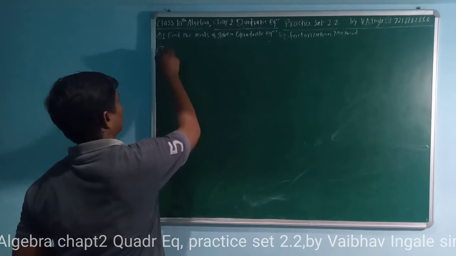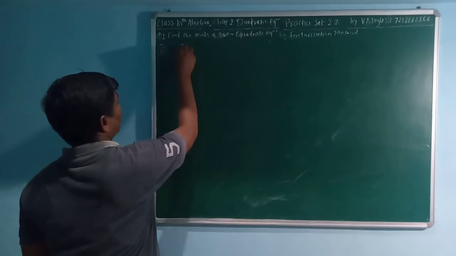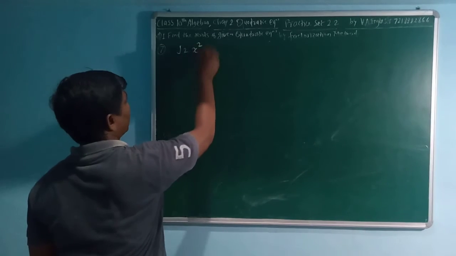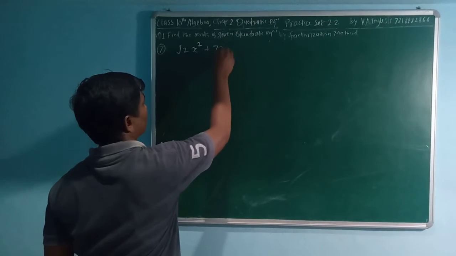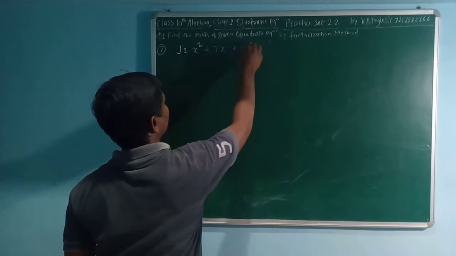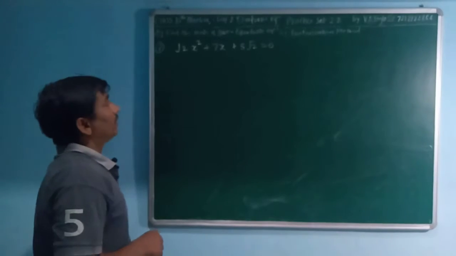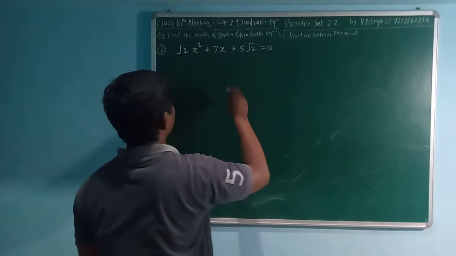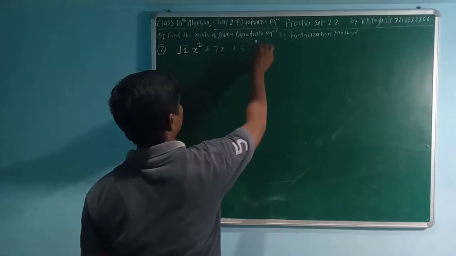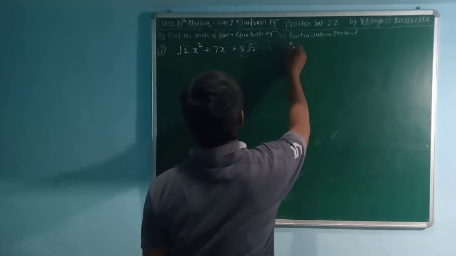Example number 12. Okay, so the seventh example is root 2 x square plus 7x plus 5 into root 2 equals to 0. In the similar way of the earlier examples, you have to multiply the constant c with the coefficient of x square and then factorize it.